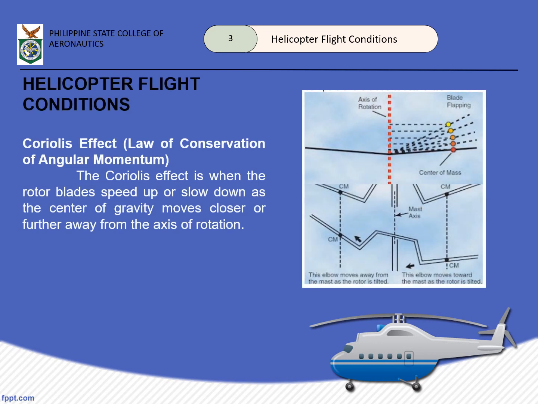So now we have the Coriolis effect, so also known as law of conservation of angular momentum. So the Coriolis effect is when the rotor blades speed up or slow down as the center of gravity moves closer or further away from the axis of rotation. So take note that this is also referred to as the law of conservation of angular momentum. Recall lang tayo what does that law states. So the value of angular momentum of a rotating body does not change unless an outside force is applied. Meaning, a rotating body will have the same speed unless an outside force is applied.